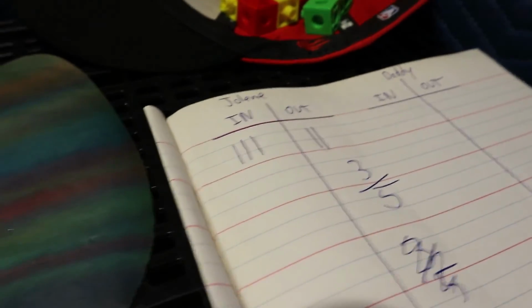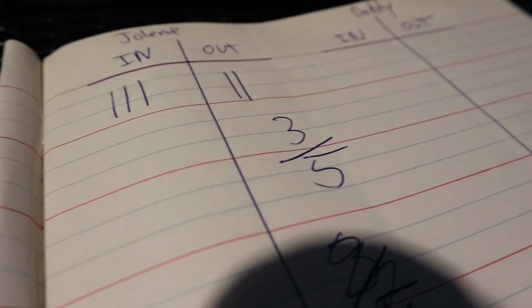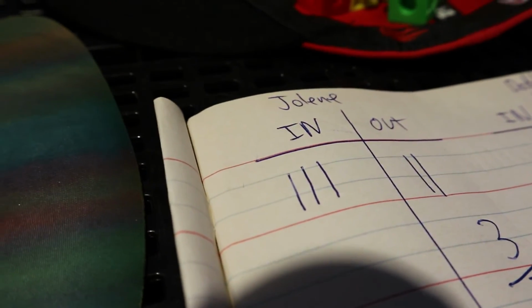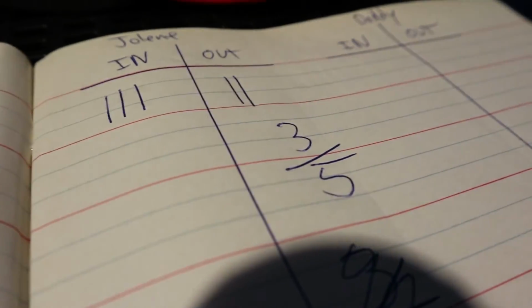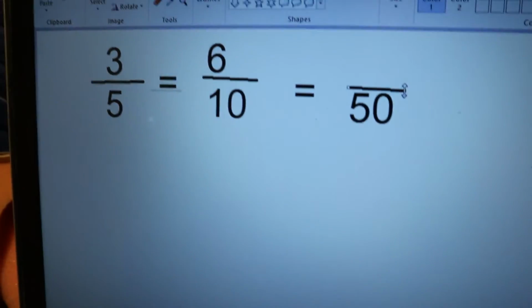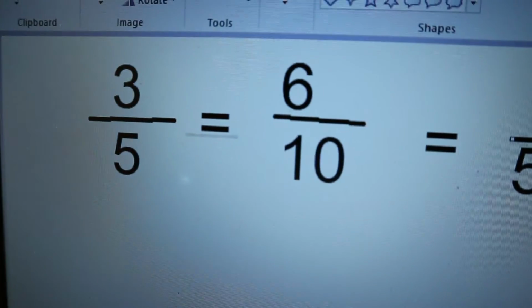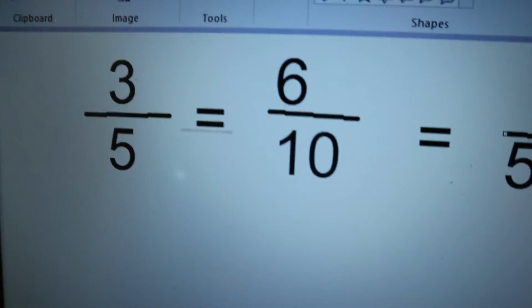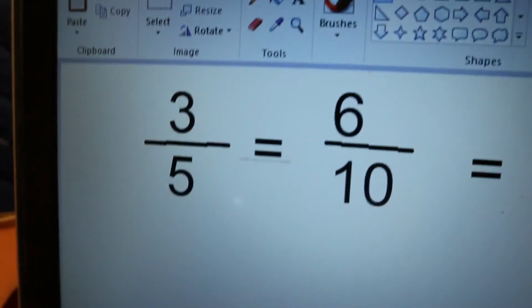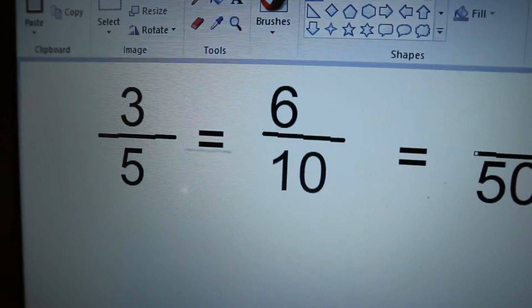So Jolene just shot her baskets and she was able to get 3 out of 5 in. Okay, so she scored 3 in the basket and missed 2. So that would be 3 out of 5. So if I asked you how many times would you expect her to score if she shot 10 times, you would write an equivalent fraction. So we took the 3 over 5. I multiplied 5 by 2 and got 10. So I would do the same thing to the numerator with the 3. I multiply it by 2 and then I get 6. So I would expect her to shoot 6 out of 10 in.